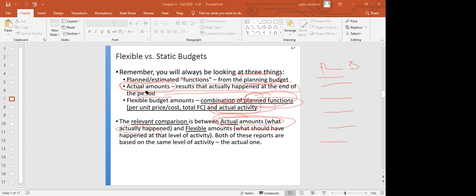Okay, so this is what I mean here. You're looking at three things. The first is the functions from the planning budget, which you will use to create the flexible budget. The second is actual results, and you will use the portion of activity also to create the flexible budget. And the third is, yes, the flexible budget. You always need the flexible budget. So once you create it, you will simply compare the relevant comparisons between actual amounts, what actually happened, and flexible amounts, what should have happened at that level of activity.